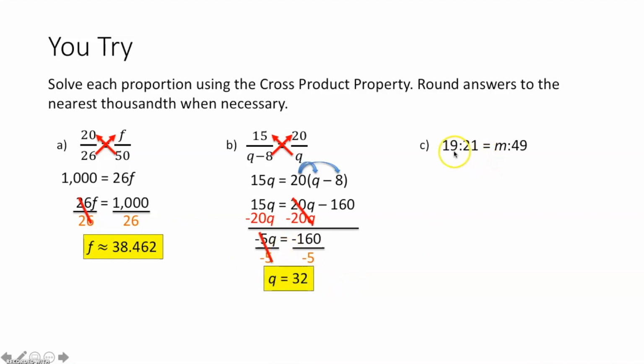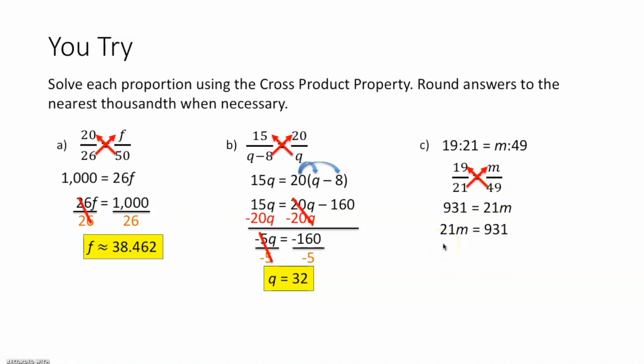Here, we have 19 to 21 is equal to m to 49. Now again, they're not written as fractions, so we want to do that. Now we can use the cross product property, and we end up getting 49 times 19 is equal to 21 times m. Now we simplify, move, solve. Can we simplify? No. Can we move? Yeah, we got to move the variables to the left. So let's take this guy, move it to the left. We just switch this equation.